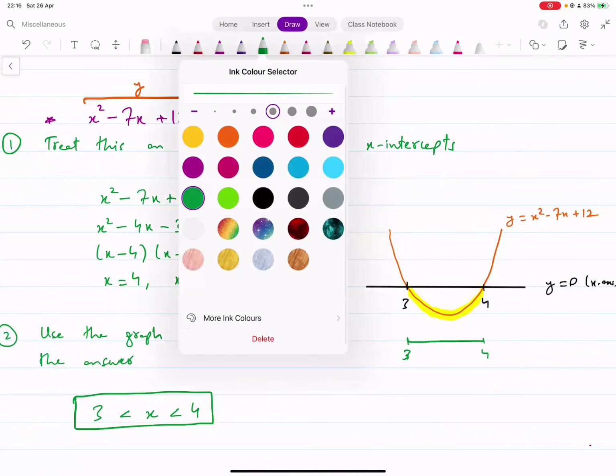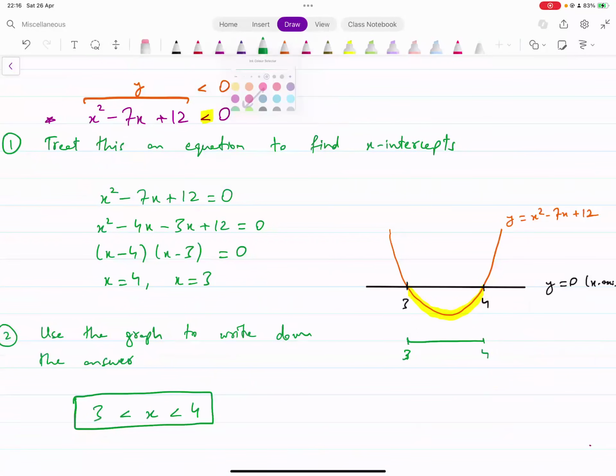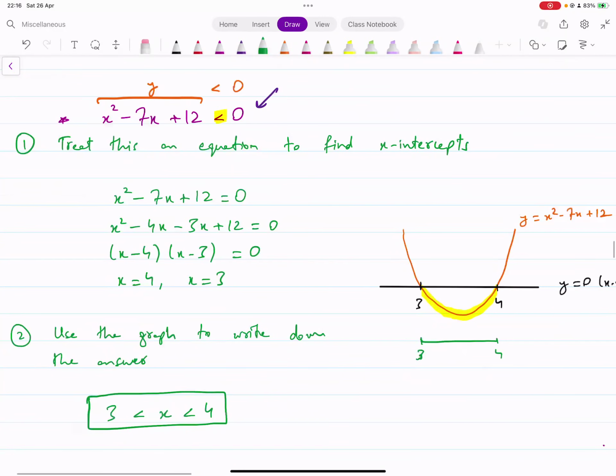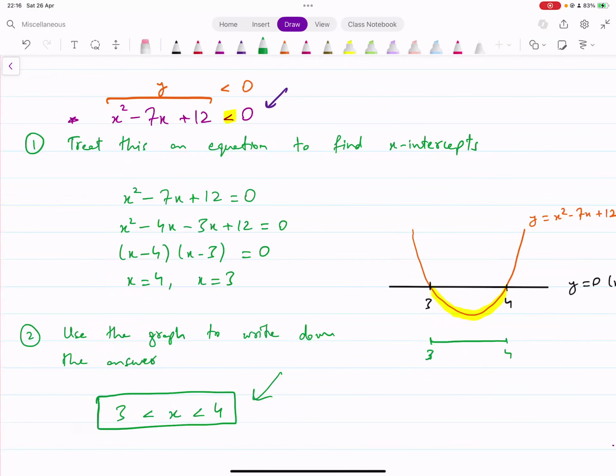If it's a less than sign, that means y is supposed to be less than 0. You're supposed to be below the x-axis. Which part of this graph is below the x-axis? That's this yellow part. What are the corresponding values of x for this part? 3 to 4, right? It's between 3 and 4. This part of the graph is below the x-axis when x is from 3 to 4. So that's what your answer is going to be. You say x is between 3 and 4 like this.